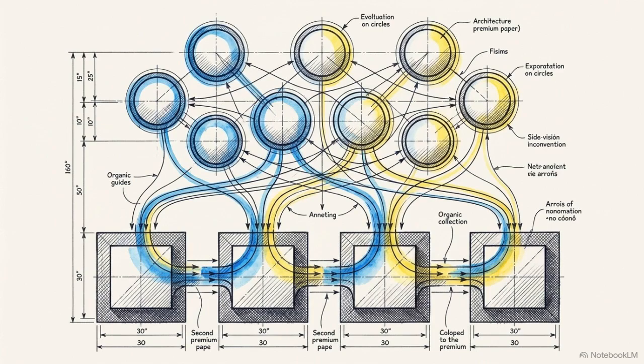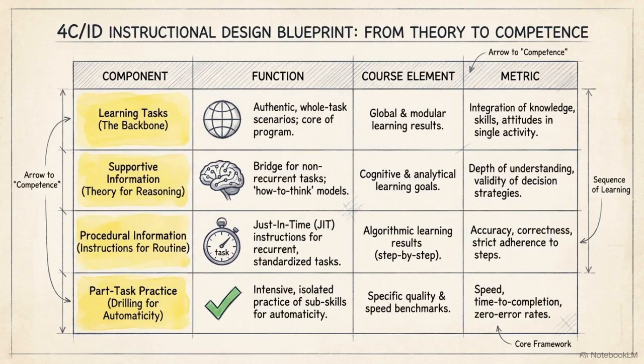The 10-step design algorithm of 4CID is an engineering process used to populate four distinct architectural components. This matrix translates the theory into a concrete blueprint. Learning tasks are the highly variable whole task scenarios, forming the backbone of the program. They are measured by the integration of global skills in practice.